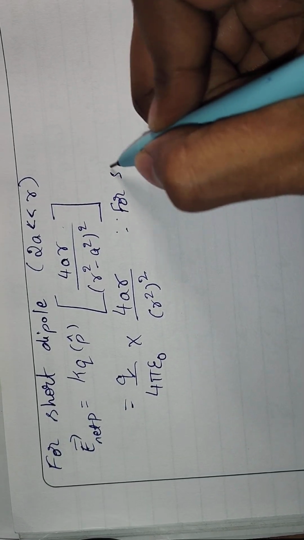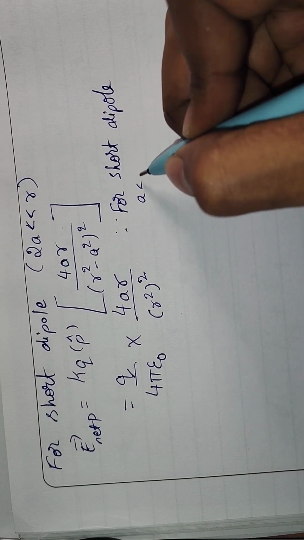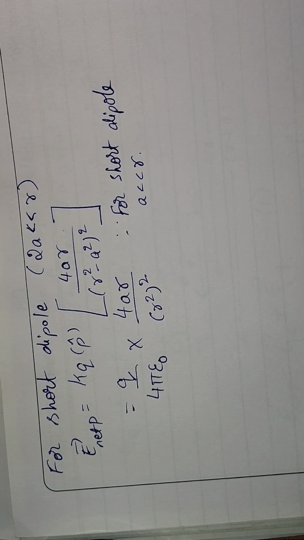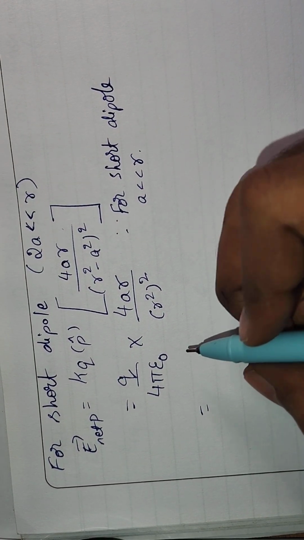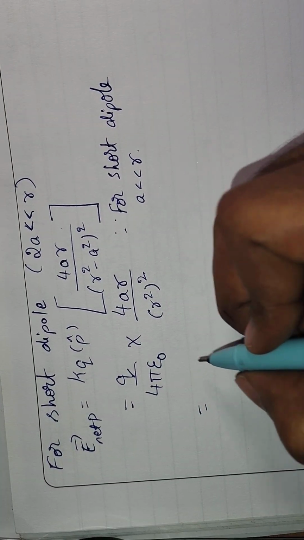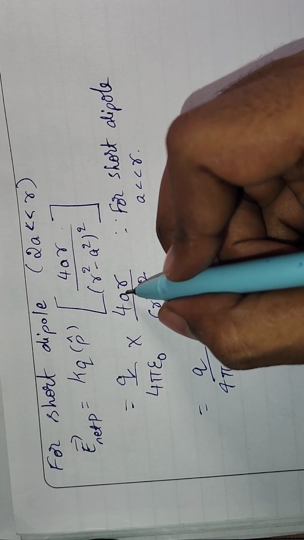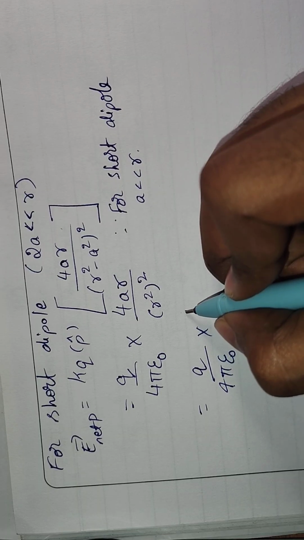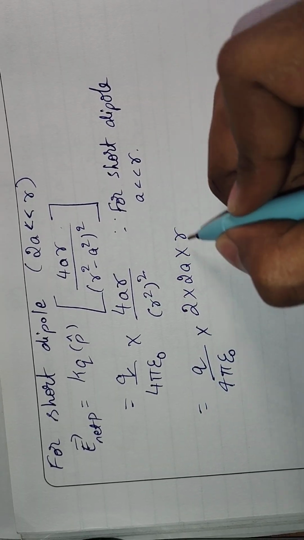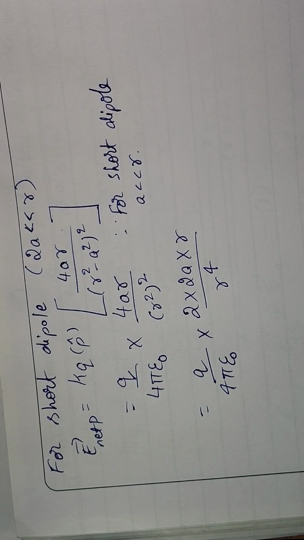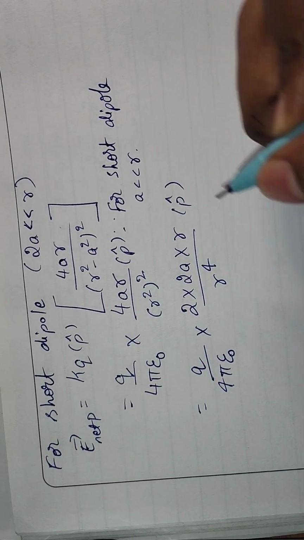The reason is, for a short dipole a is very much less than r, so a square can be neglected. Now you can write this expression as q by 4 pi epsilon naught into this 4a, can I write it as 2 into 2a, into r divided by r power 4, right? So here you have the direction p cap.